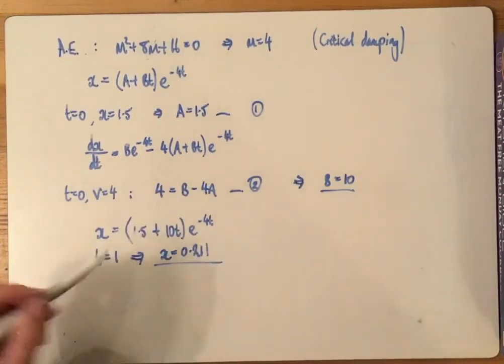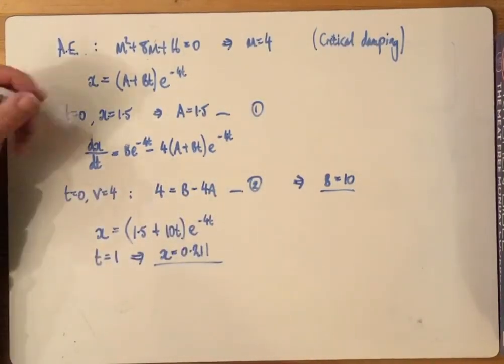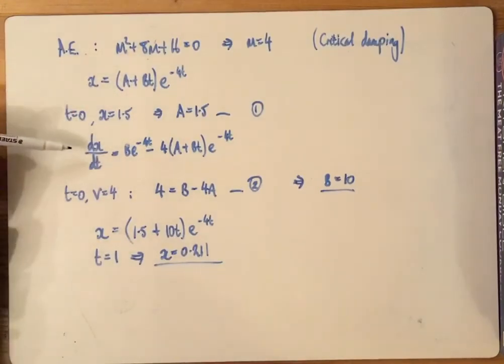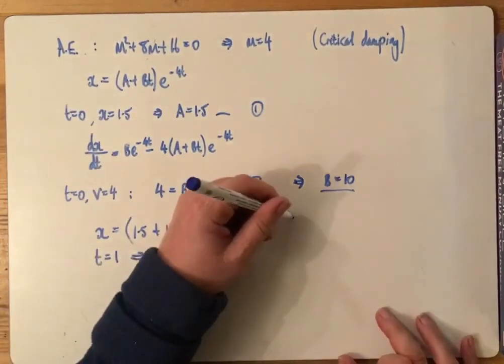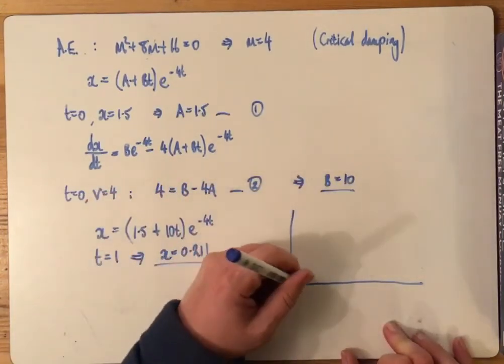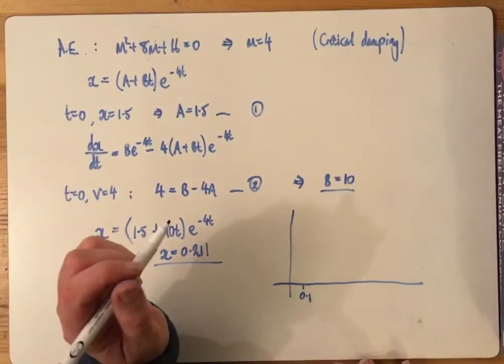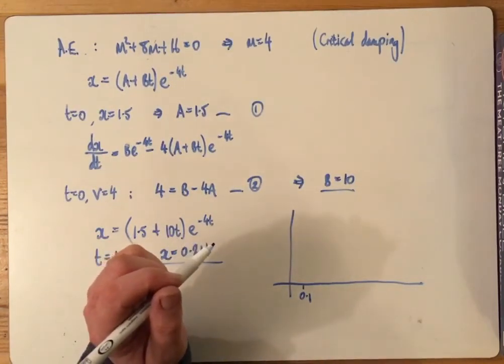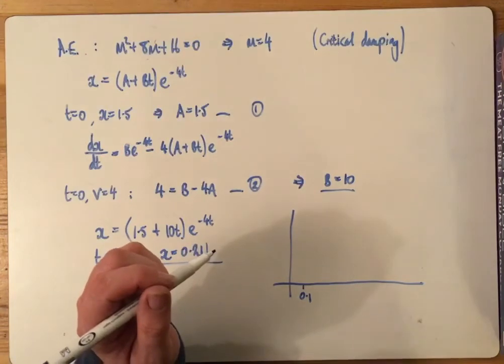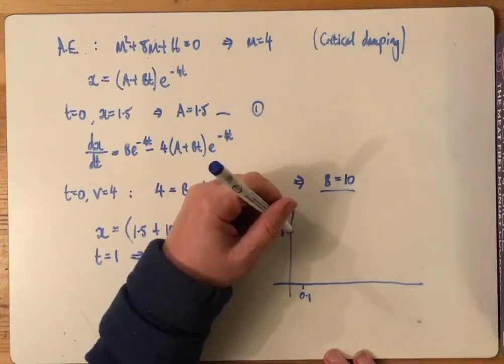0.211. If you wanted to sketch this, you could find your turning points by setting the gradient to 0. I'll let you do that if you want to. I did one on one of my previous examples, and it's actually a stationary point at 0.1. And we know that when t equals 0, x is equal to 1.5. So this one is starting at 1.5. There's going to be a maximum turning point here.